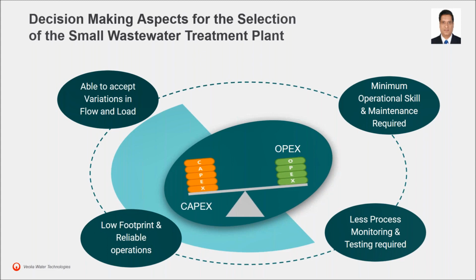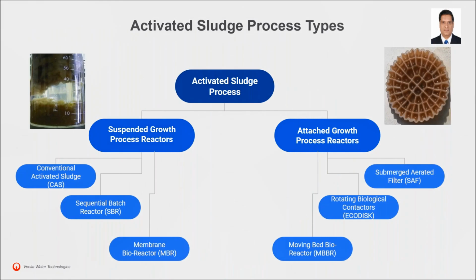The slide shows all these 4 key criteria in a decision-making process, and that is ultimately governed by CapEx and OpEx. Now let us review the available small STP technologies in the market, which are mainly based on the activated sludge process. As you can see in this slide, the activated sludge process consists of 2 subcategories: suspended growth process reactor and attached growth process reactor.